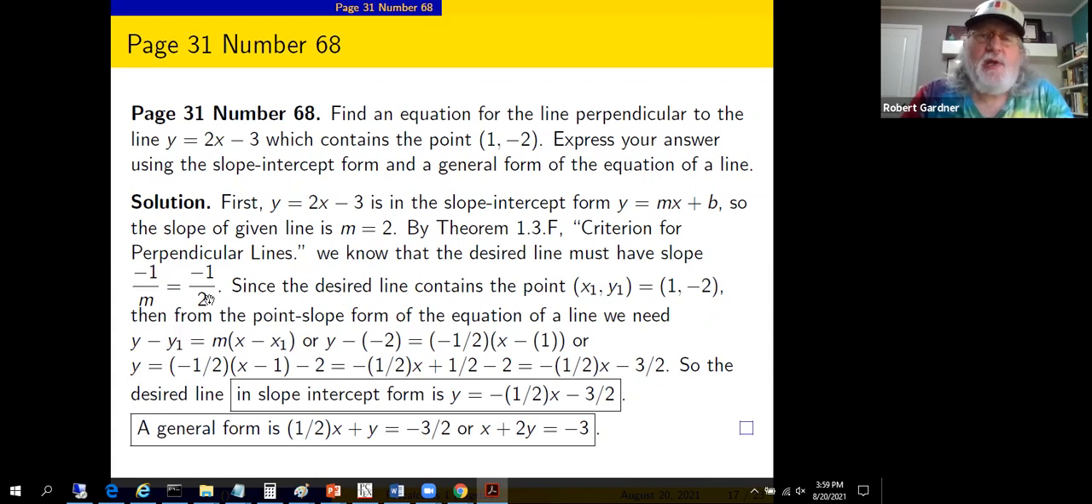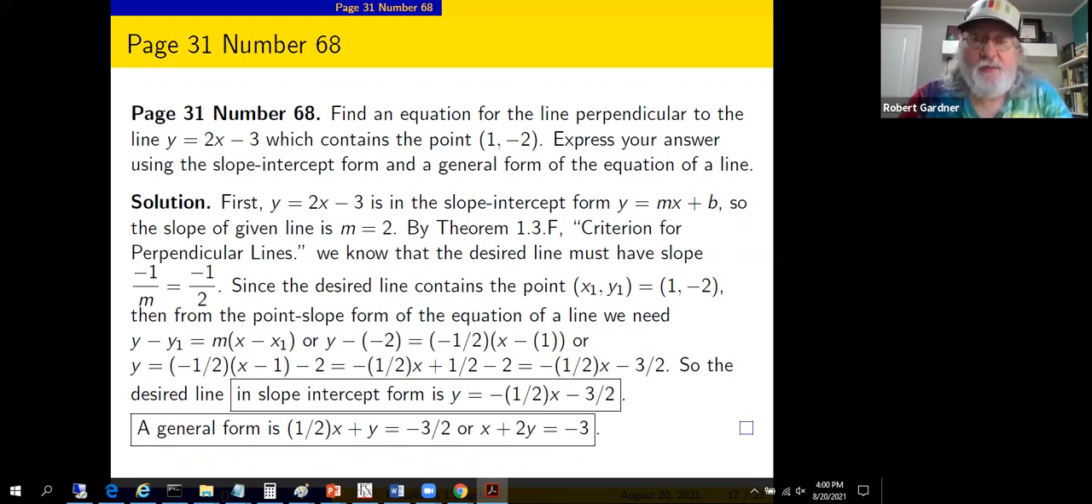Desired line has this slope. We were told to make it contain this point, 1 comma negative 2. Well, then we've got a slope and a point. Let's use the point-slope formula, which says y minus y1 equals m times quantity x minus x1. We've got x1, y1 as 1, negative 2, respectively, and we've got the slope of negative 1/2. So plug the negative 2 in for y1, goes there. Here's the negative 1/2 m, x minus x1. We've got x1 is 1, plug that in here. That produces this.